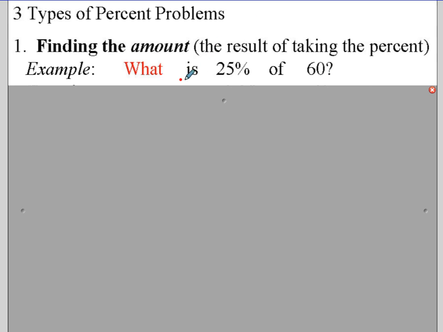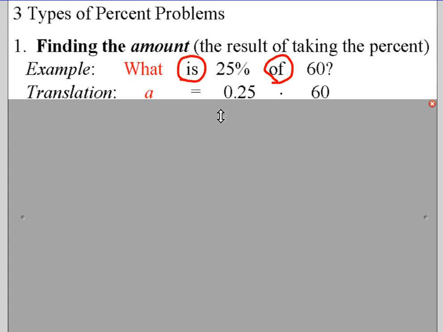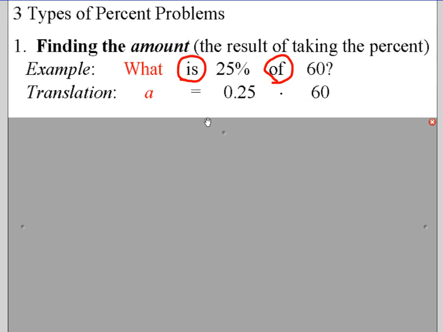There are some very important words here: is and of. Is always equals, is an equals sign, and of always means multiply. So in this case, we can just literally translate the question into an equation. So what, A or X or whatever, equals 25%. I'm going to convert it to a decimal, so 0.25 times 60. Okay, and then we would solve from there. So we would just do 0.25 times 60, it would get us our part.